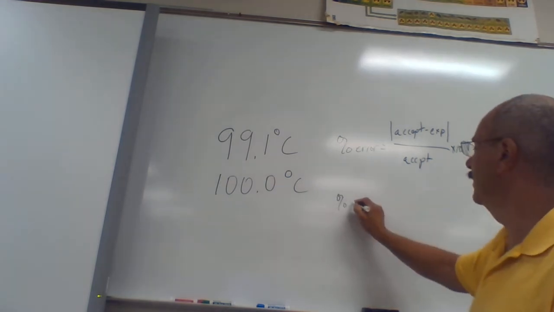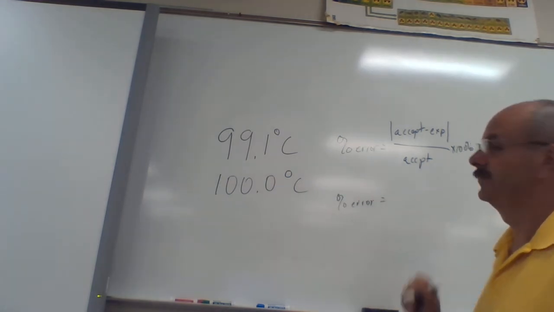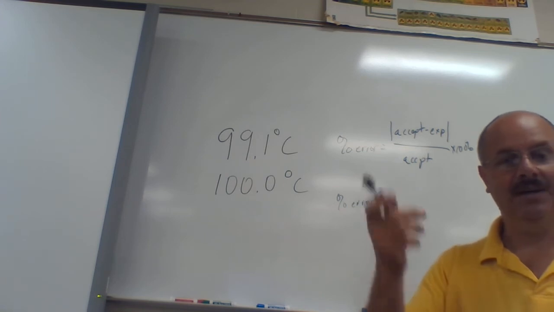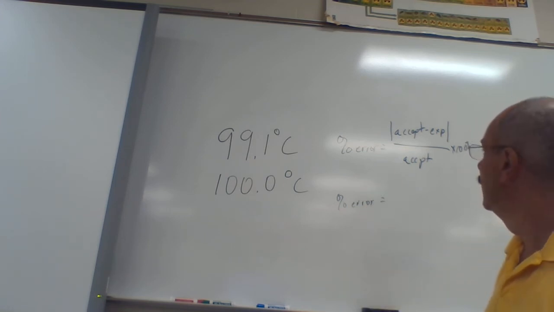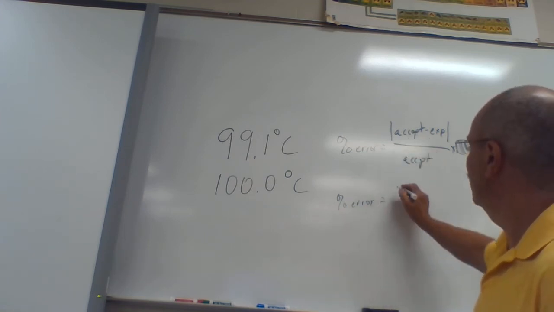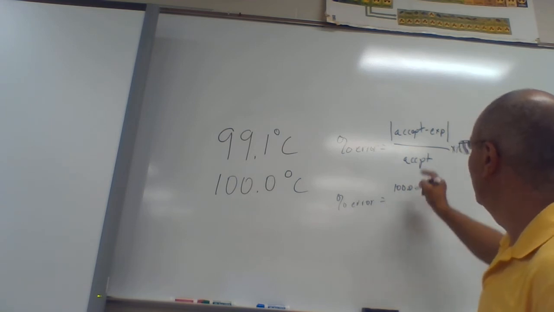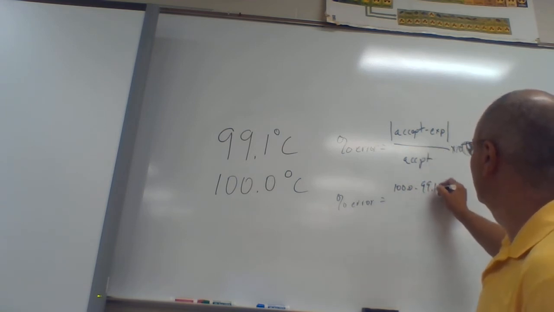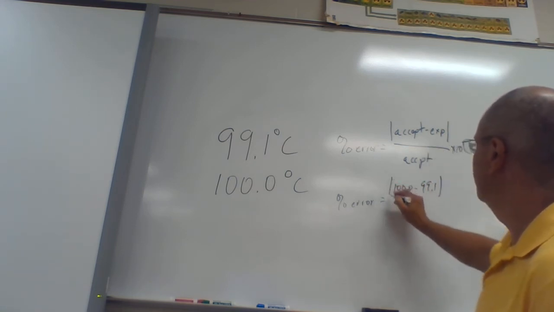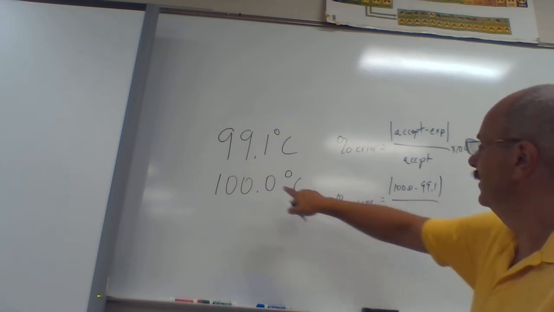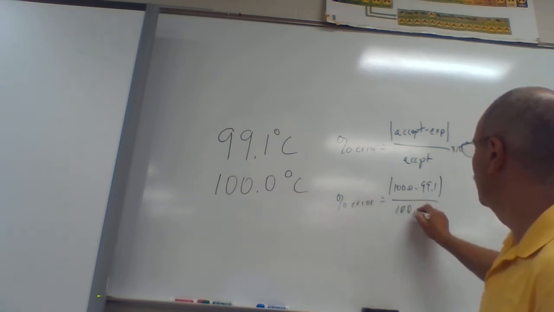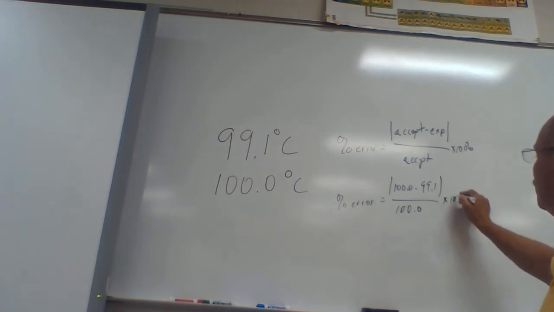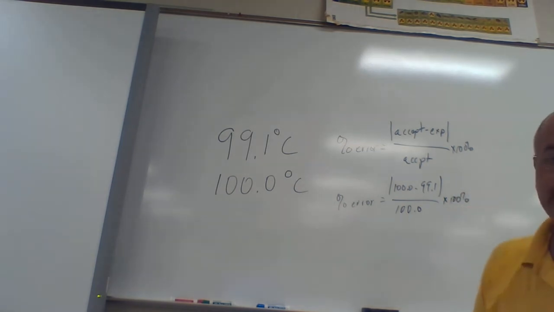We're looking for percent error. Teachers, the network is back up. Sorry, as you can tell, I'm doing this at school. But so I'm going to take my accepted value, which is 100.0, minus the experimental, which is 99.1. Take the absolute value of that, divide that by the accepted value, which is 100.0, and multiply that by 100%.